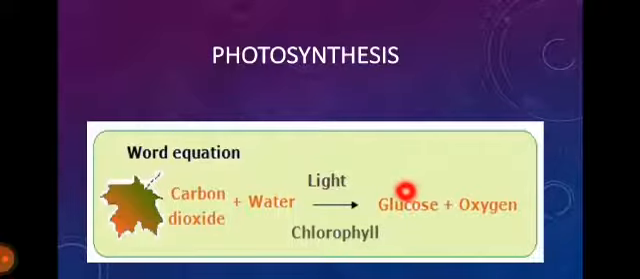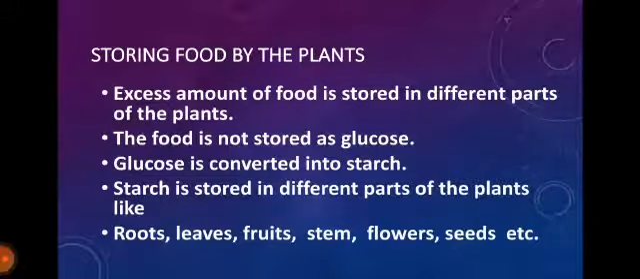Okay, so most of the food is used by the plants for growth, but the rest of the food is stored in different parts. I told you that the excess amount of food is stored in different parts of the plants, like roots, leaves, fruits, stems, flowers, seeds, etc. This food is not stored in the form of glucose. So what does the plant do? Plant converts this glucose into starch.